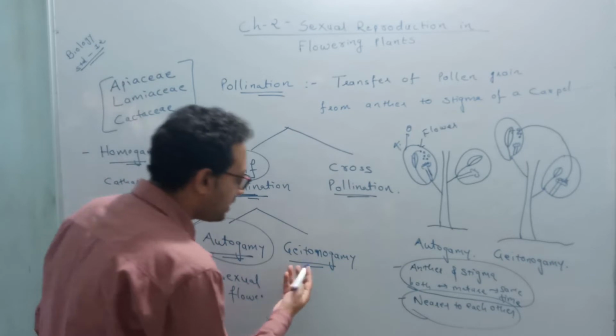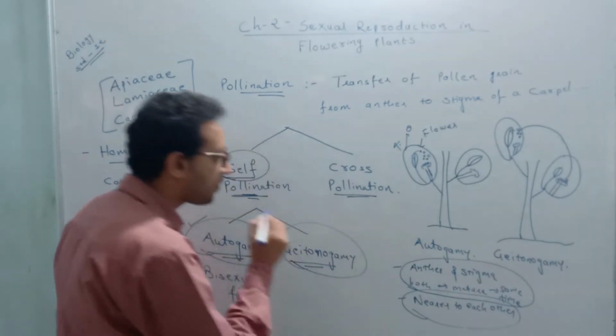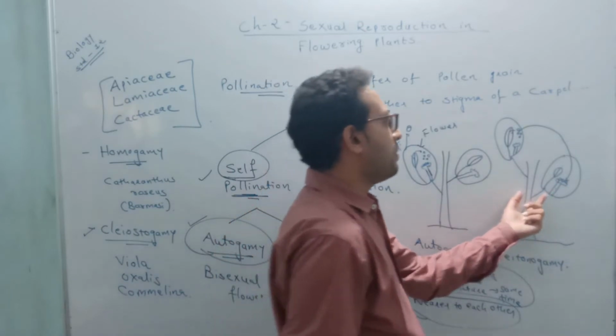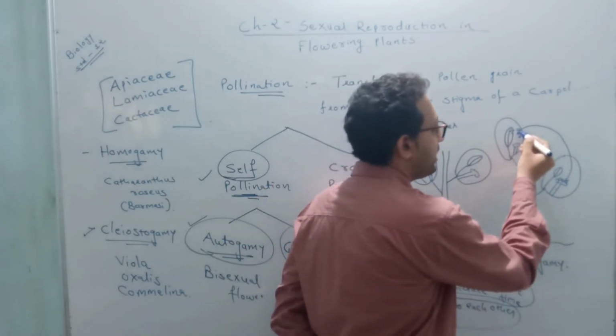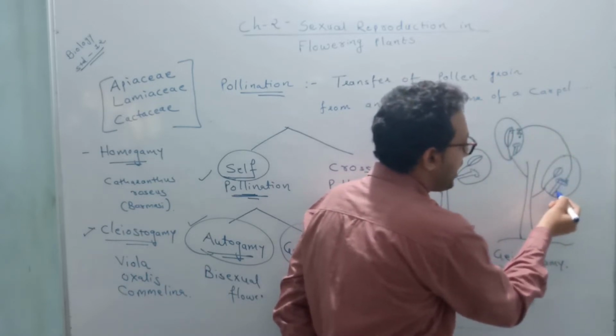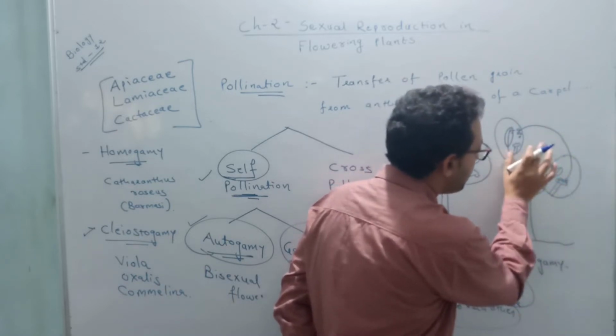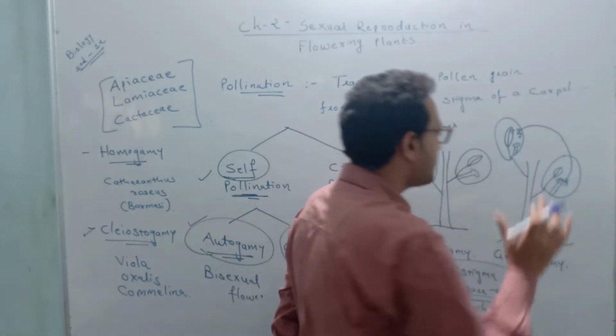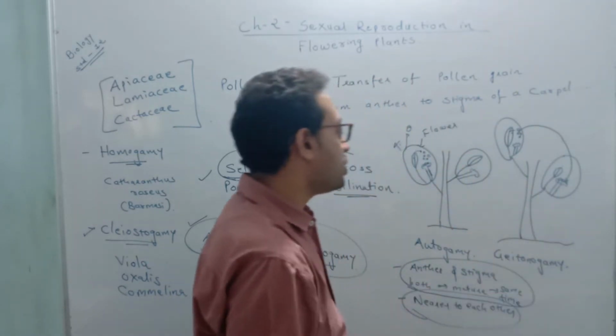Next, the other one is geitonogamy. What is geitonogamy? In geitonogamy, there is transfer of pollen grain from the anther to the stigma of a carpel of another flower. See, here the flower changes. Another flower, but the plant remains the same. This is called geitonogamy.